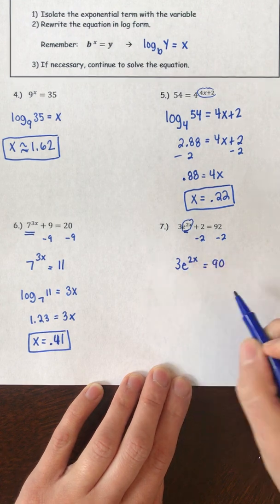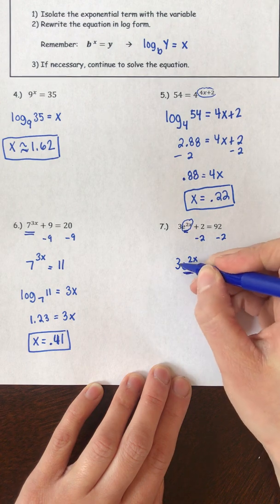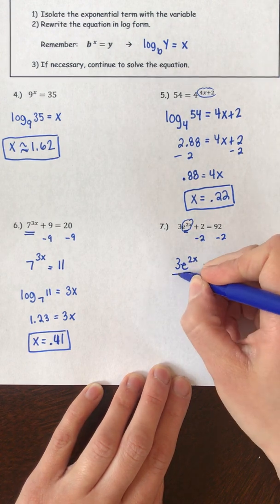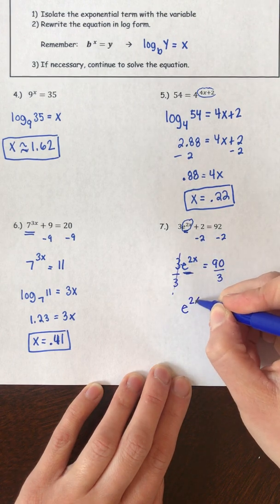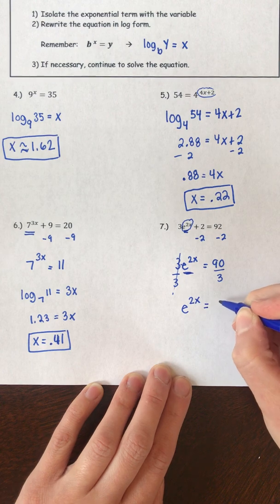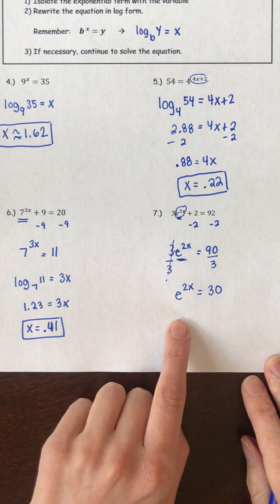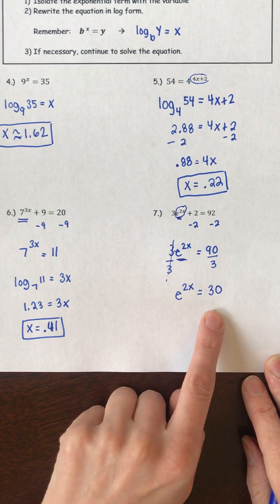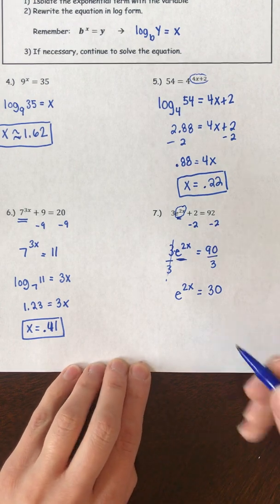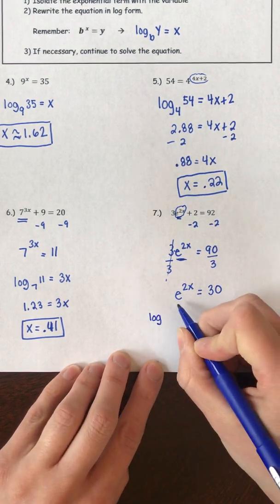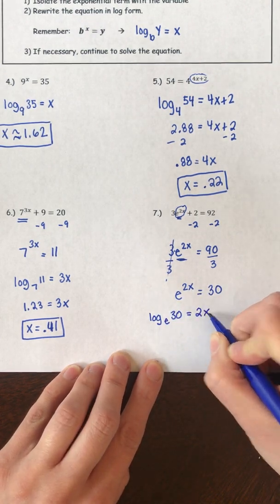Now, don't rewrite this in log form. Get the e to the 2x by itself first. So to get rid of 3, that's connected by multiplication, I'm going to divide each side by 3. So those cancel, and I get e to the 2x is equal to 90 divided by 3 is 30. Okay, and now the term with the exponent is isolated. So now I can rewrite this into log form. So this would be log with a base e of the other side, which is 30, and that equals 2x.